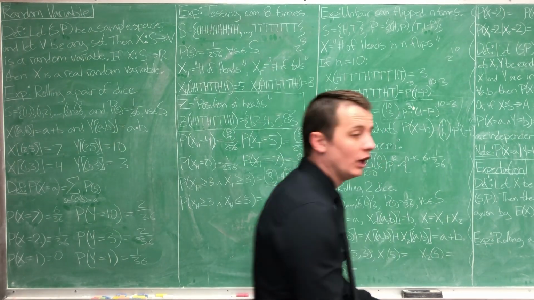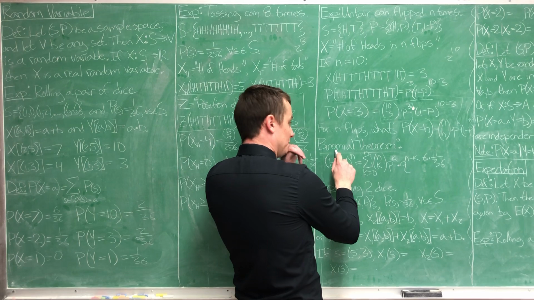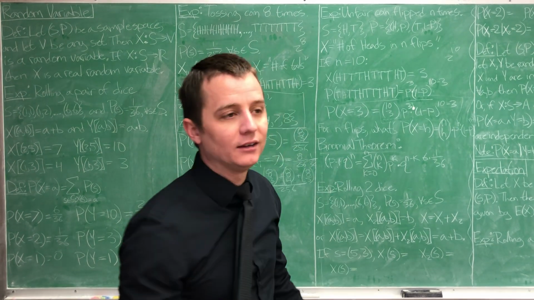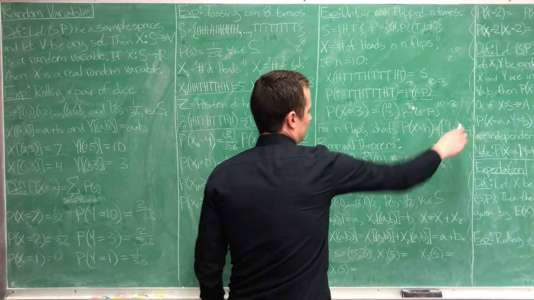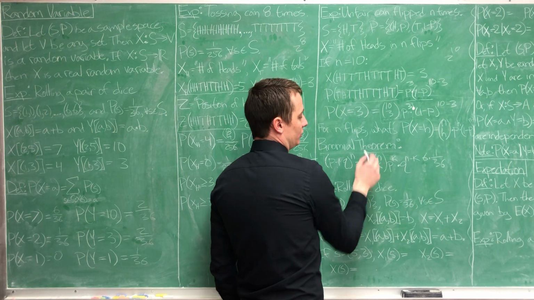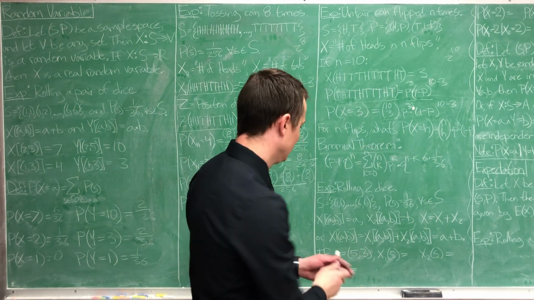Binomial theorem. Looks a lot like the binomial theorem. Go back to the binomial theorem. Remember, the binomial theorem said, with two letters, you're used to x and y's, I chose p and q's just to match this better: p plus q to the n is equal to the sum from k equal to 0 to n of n choose k times p to the k times q to the n minus k. You see that?